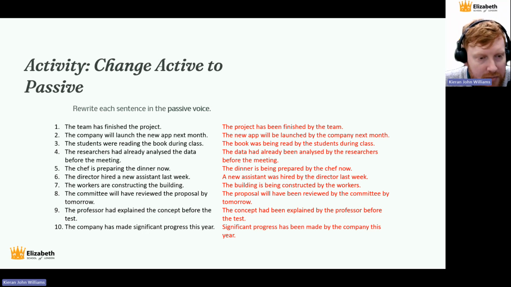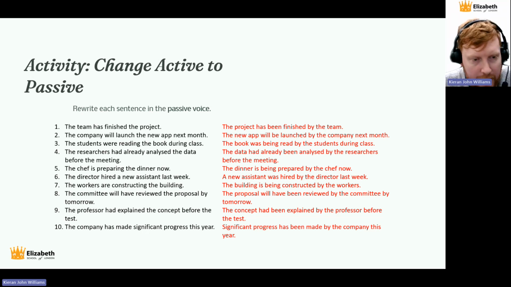On to the next one, number 5. The chef is preparing the dinner now. You should have the dinner is being prepared by the chef. Now, so as you can see, object, verb, subject. In the original sentence, we have present continuous. Putting be into the present continuous, is being, and the past participle form, prepared.